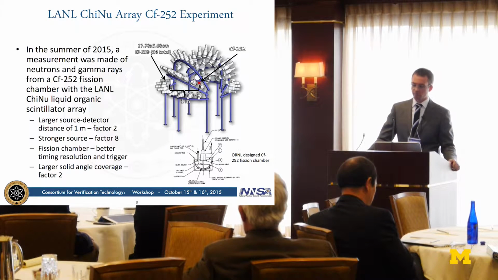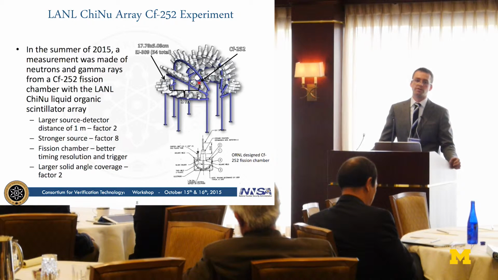By using a fission chamber, we had better timing resolution there as well, and we had greater certainty in correlating our neutrons and gamma rays with a true fission event. And just by having more detectors, we had a larger solid angle coverage, increasing our sensitivity to multiplicity.